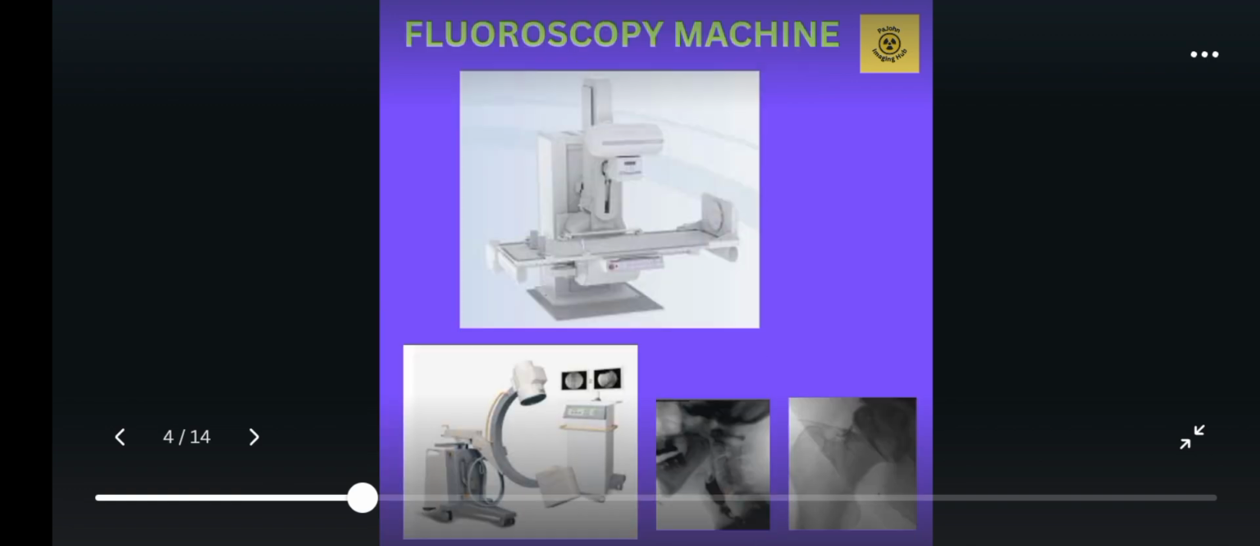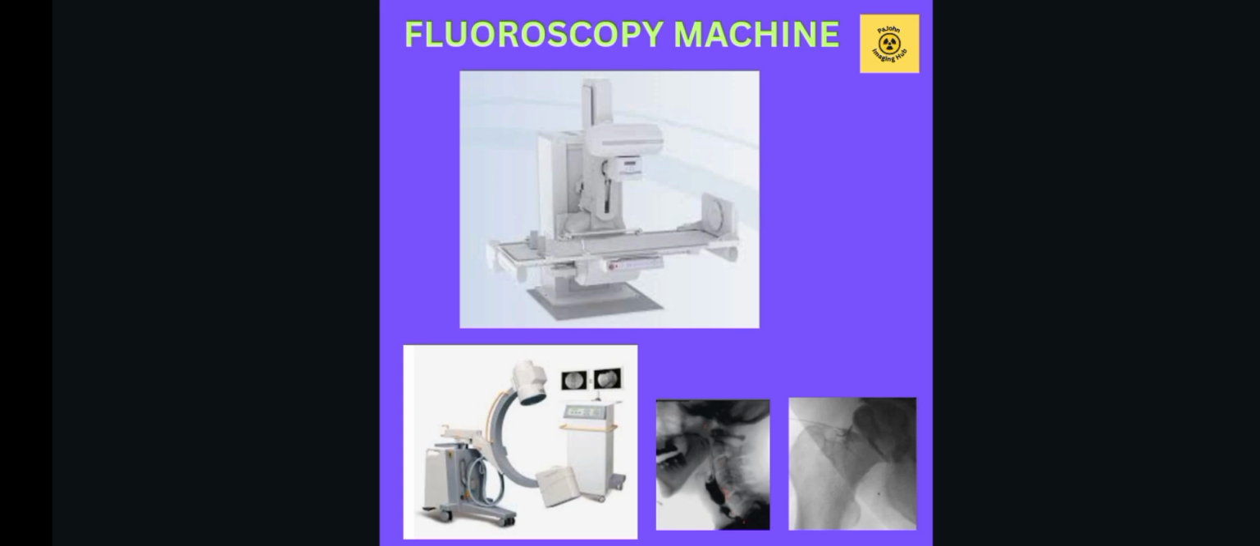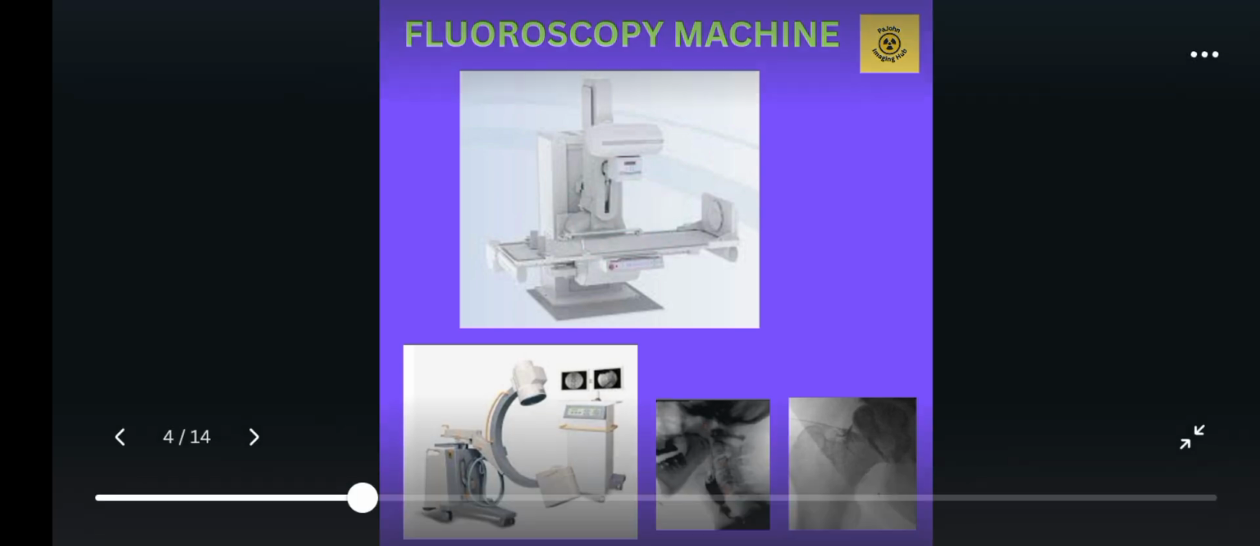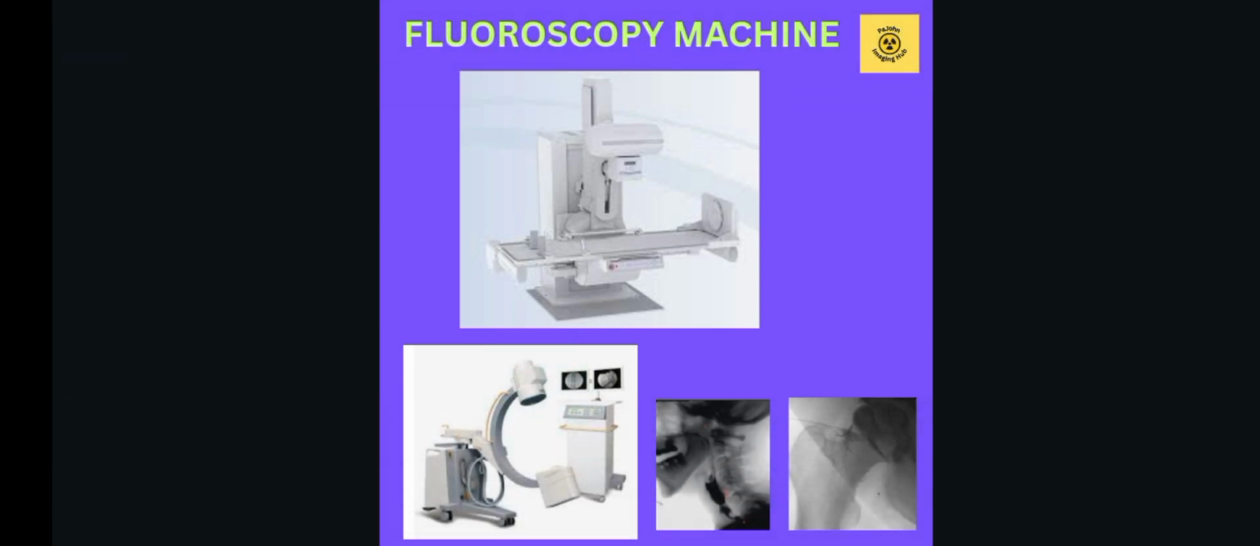We look at the next machine. It's called the fluoroscopy machine. You can see the machine here. It has both the static one, this one, and the mobile one. This mobile one is called a C-arm because of the shape of this arc here. That is why it is called a C-arm. It is used in the theater during operations to enable the surgeon to see some structures that they cannot easily see inside the body.